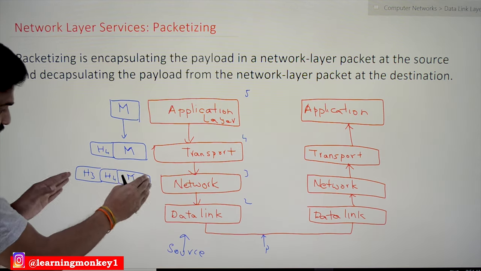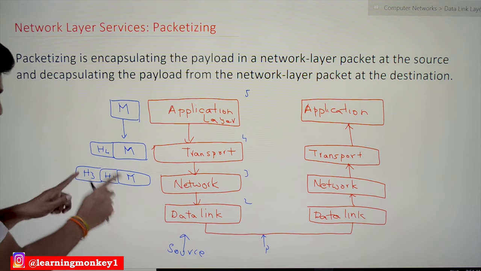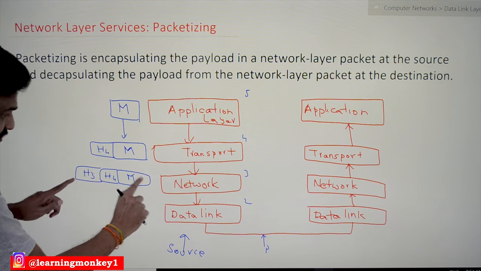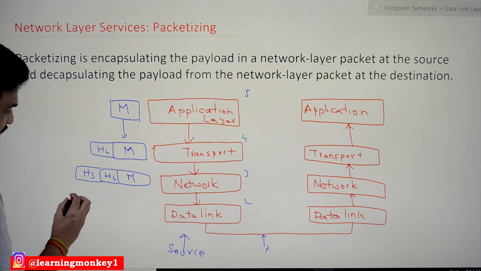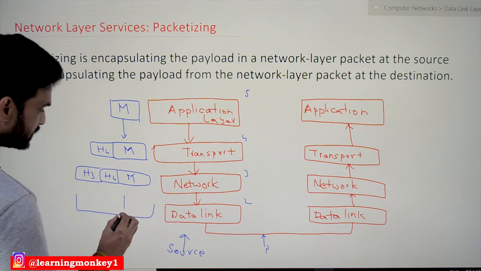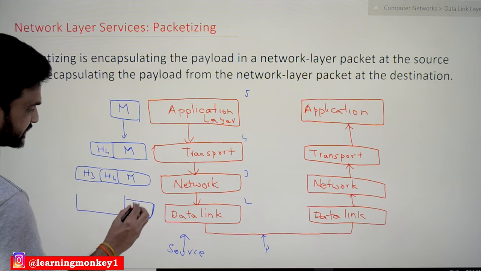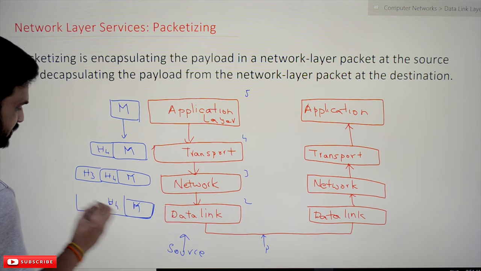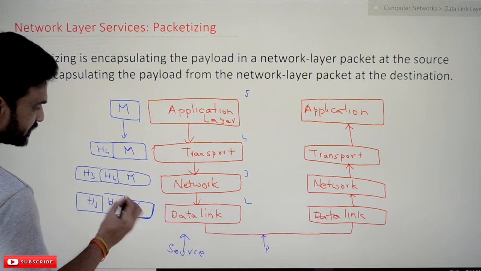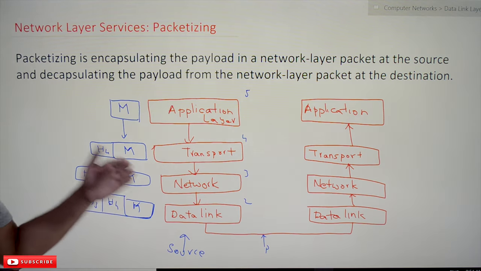Okay, now this payload will get transferred, this is what we call packetizing. So this payload is now transferred to the data link layer. So at the data link layer, what happens? The same payload, we will divide it now. Message along with header 4, along with header 3, this packet will now get converted into a frame.